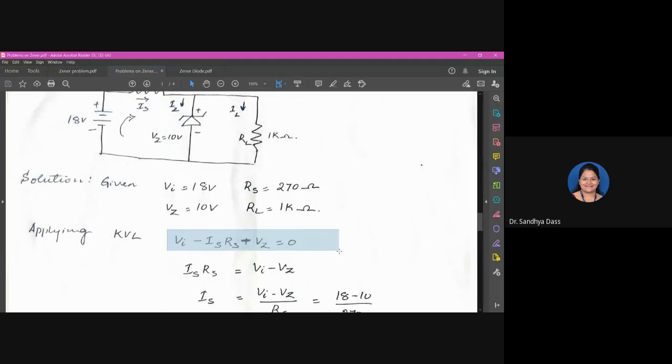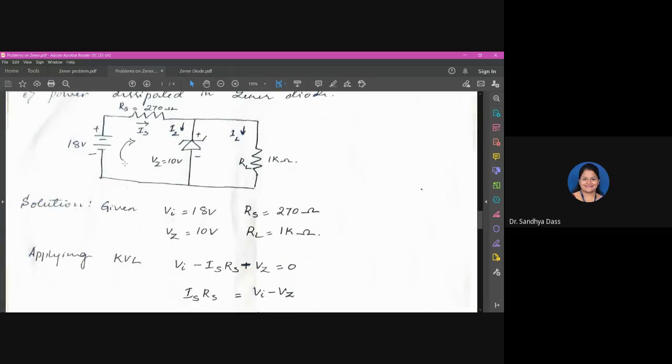So the KVL is given here. You can also write it, going in the direction of the arrow indicated here, as minus 18 plus IS into RS plus VZ is equal to 0. Isn't it? Minus VI plus IS into RS plus VZ is equal to 0. Otherwise, this is also correct: VI minus IS RS minus VZ is equal to 0.